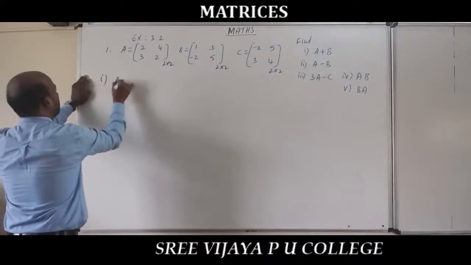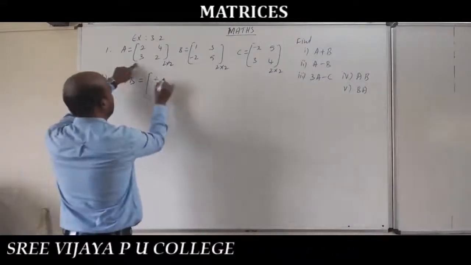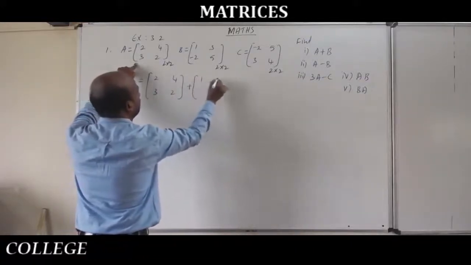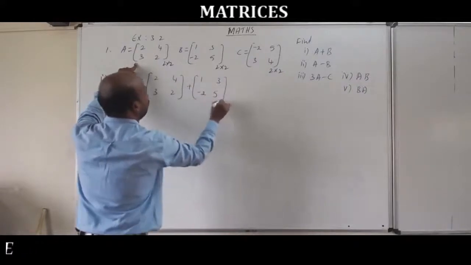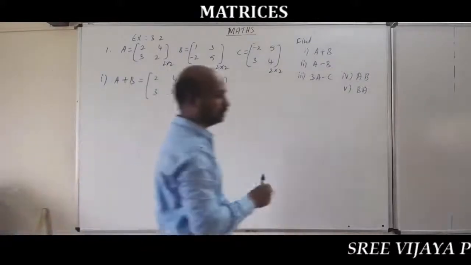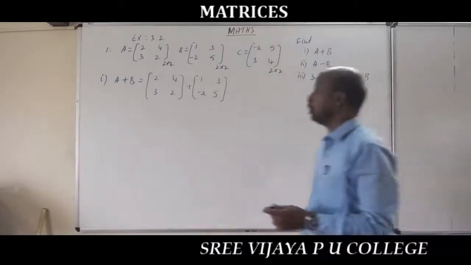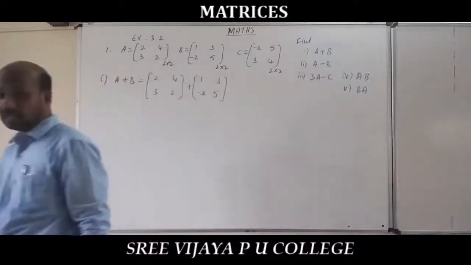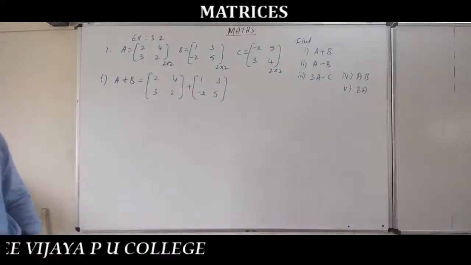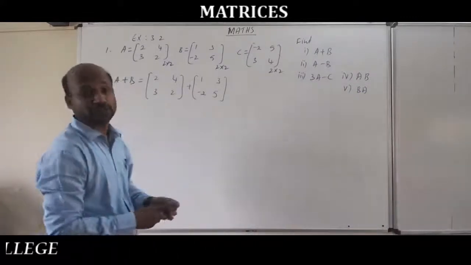First one, matrix A plus matrix B. Matrix A, 2, 4, 3, 2, plus matrix B, 1, 3, minus 2, 5. So we have to add the corresponding elements of both the matrices A and B. Addition of two matrices is possible only when both the matrices are of the same order, and the sum is obtained by adding the corresponding elements of both the matrices.